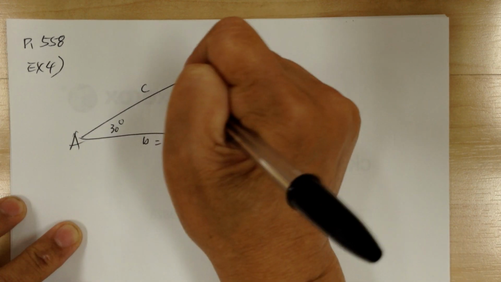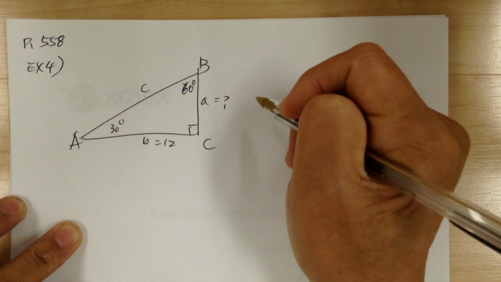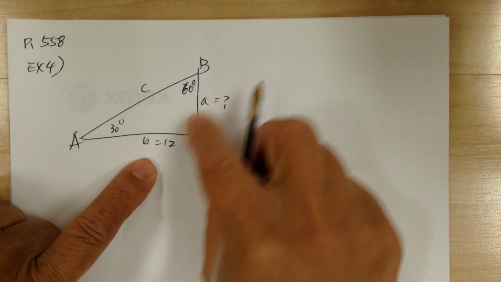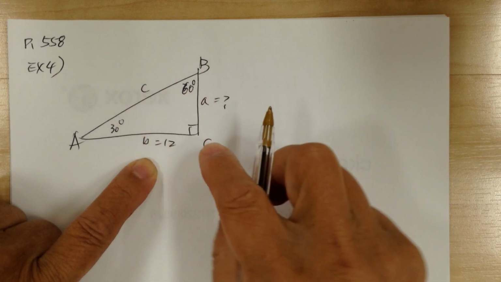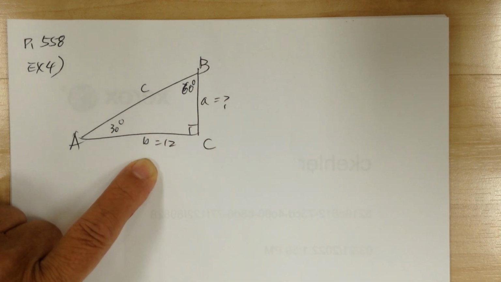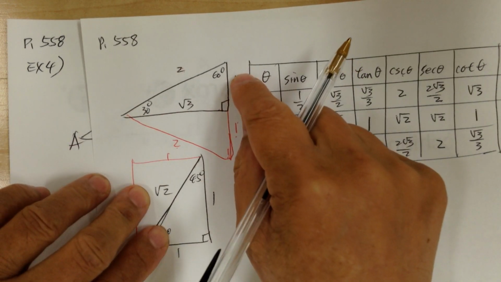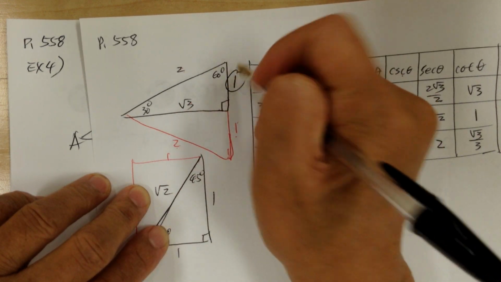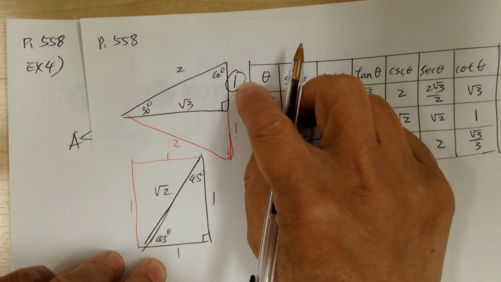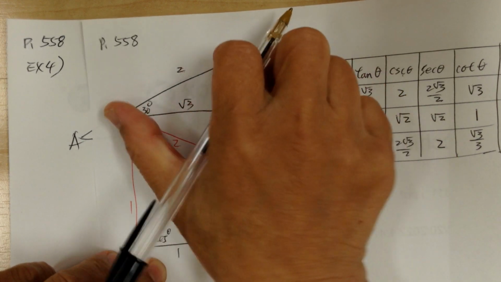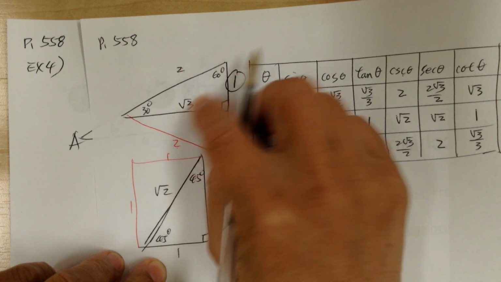So this is a special 30-60 triangle. This is the short leg, this is the long leg, this is the hypotenuse. So from short to long, you multiply by square root of 3. So this is like your starting number, your short leg. You multiply by 2, you double that to get the hypotenuse, and times square root of 3 to get the long leg.